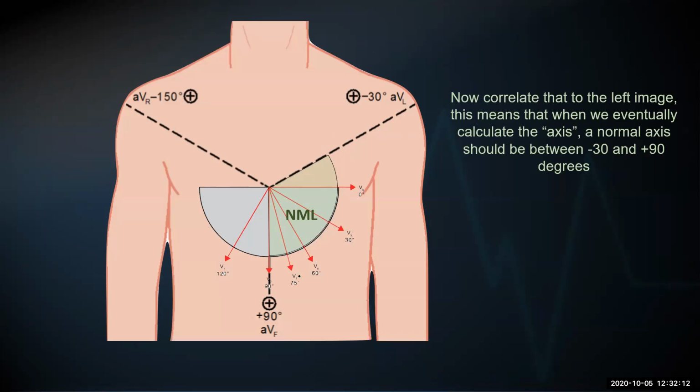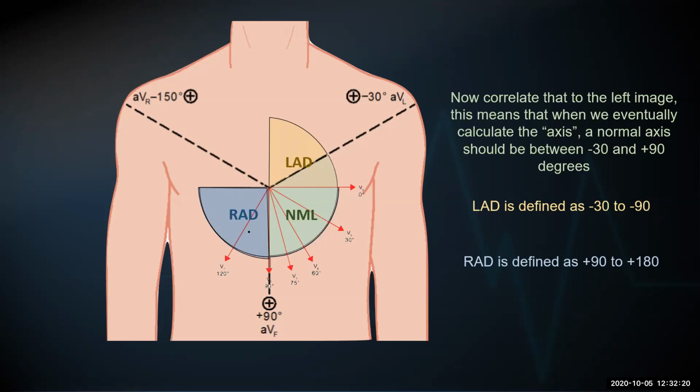Once you get into this blue range, that's going to be right axis deviation. The yellow range is going to be negative 30 to negative 90, which is going to be left axis deviation. Again, right axis deviation here. And then this would be your northwest or extreme axis, the area that I didn't highlight.